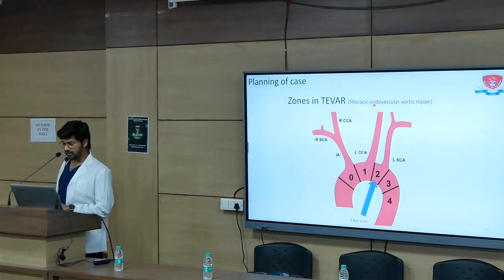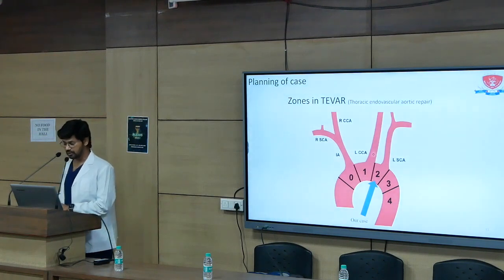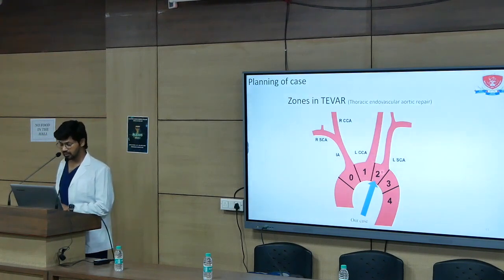For planning, the distribution of the landing zone of the TEVAR is very important, according to which we strategize and execute our plan for how to proceed with the placement of the device in the particular zone. In our case, it was zone 2. If the case comes under zone 0 and zone 1, we will be doing a debranching procedure.